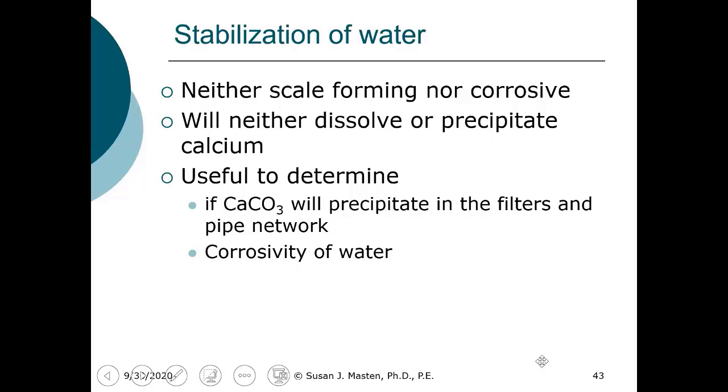It's also useful to use this to determine if calcium carbonate will precipitate in the filters and the piping network. If we have a significant amount of precipitate, then that can cause significant clogging in the filters and short-circuiting within that filter, or it can cause clogging in the piping network. If we have water that is corrosive, so there the calcium carbonate wants to dissolve, then we have potential corrosion problems in the distribution system.